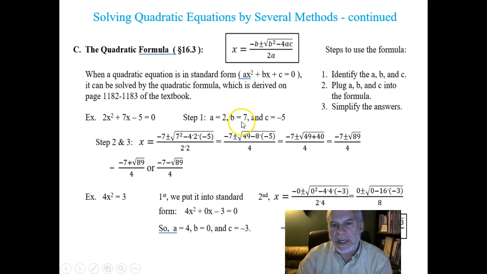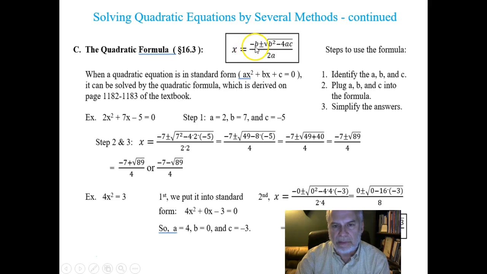So that's the first thing I do, is make sure it's in standard form, which is this form here, ax squared plus bx plus c equals 0. And then I read what A, B, and C are. Everybody should be able to do that. Step 2, we're going to plug those into the quadratic formula. Now the quadratic formula is -b plus or minus the square root of b squared minus 4ac all over 2a. So I'm going to put that in.